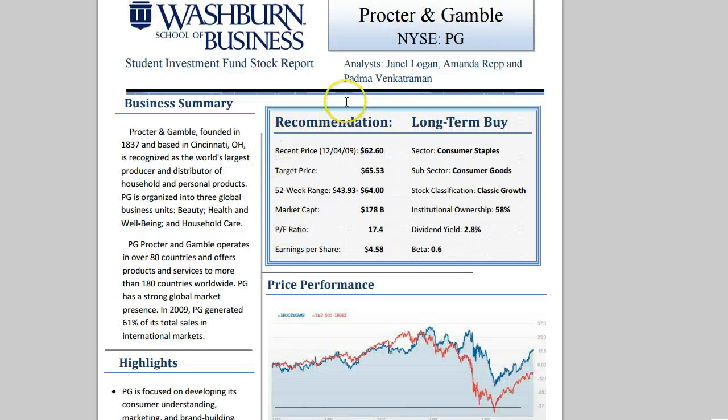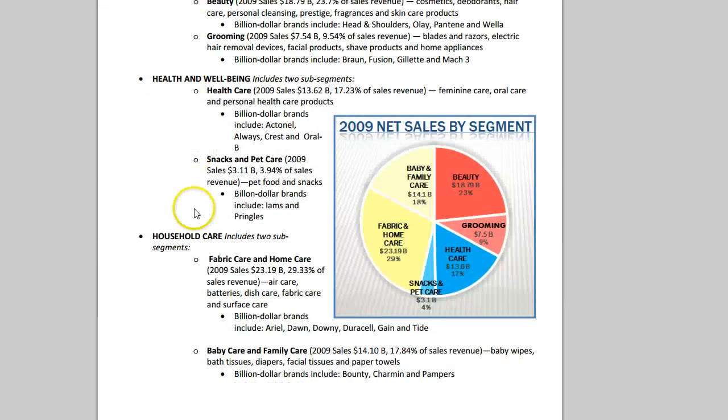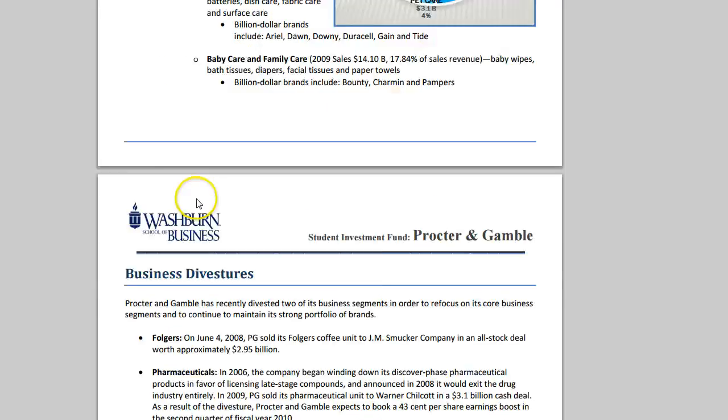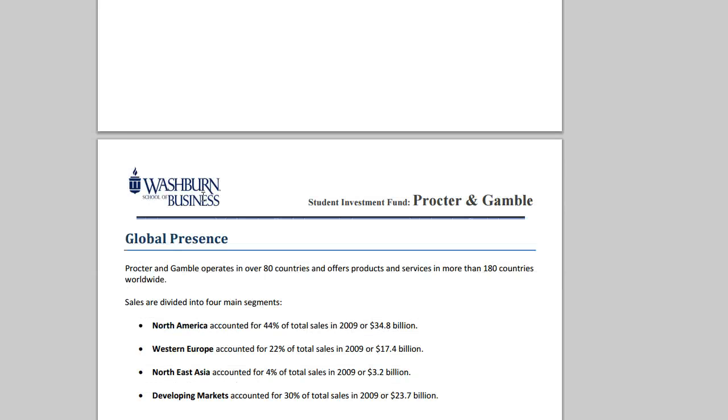So here's another one on Procter and Gamble. Again, it's organized, it's not written like a typical paper, it's written like an investment report. So that's why I've given you these examples of investment reports.